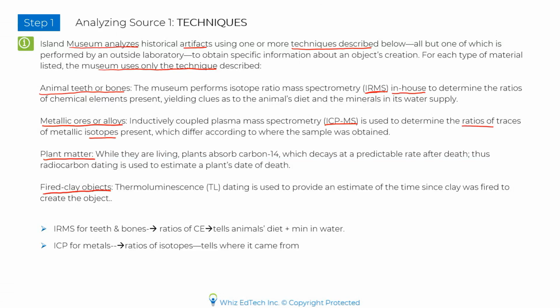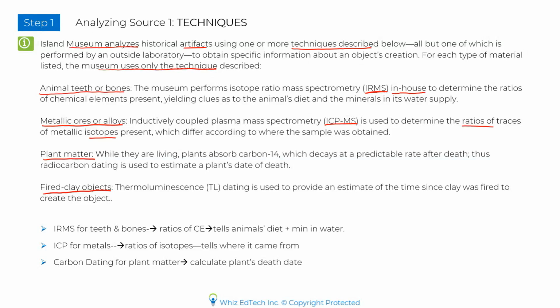Plant matter. While they are living, plants absorb carbon-14, which decays at a predictable rate after death. Thus, radiocarbon dating is used to estimate a plant's date of death. So if there's plant material, carbon dating is used to find out data about the plant matter. And what kind of data does it tell us? It tells us the plant's death date. Okay, that's all.